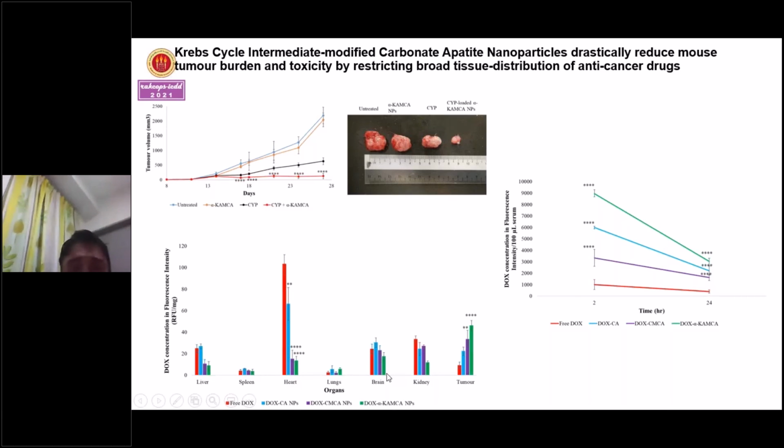And most interesting is that we also checked the distributions, that with our alpha-ketoglutarate modified or succinate modified nanoparticles, there is huge tumor accumulation compared to free drugs, only naked particles, only particles with cyclophosphamide. And interestingly, you can see the heart. In the case of the heart, there is a drastic reduction of accumulation of doxorubicin for our nanoparticles, especially Krebs cycle intermediate modified particles.